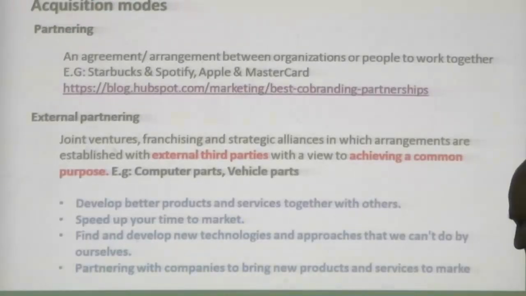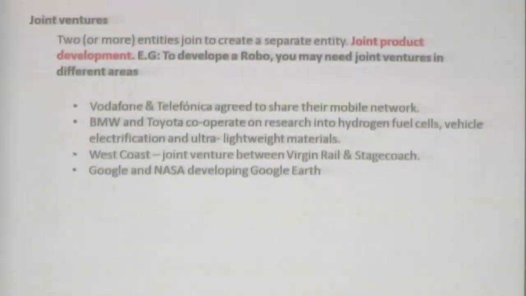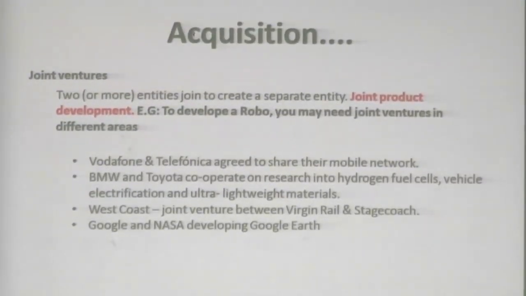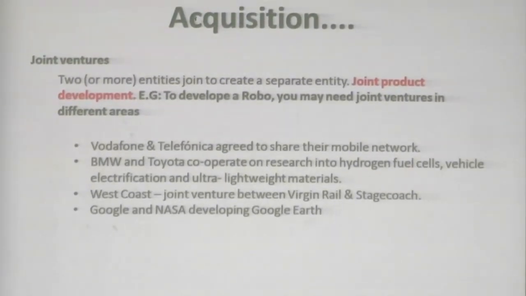Acquisition. In the acquisition we explained about partnering, those are the models, right? External partnering and joint ventures. Two entities join to create a separate entity. Joint product development. To develop a robot, you may need joint ventures in different areas. Joint product development is the main key point mentioned under joint venture partnering. As an example, if you want to create a robot, you must have joint ventures in some other different areas.